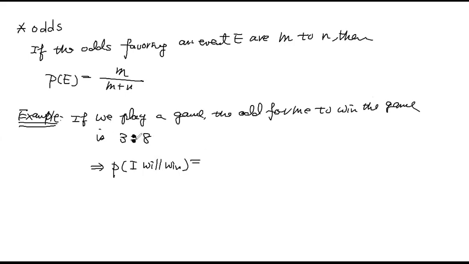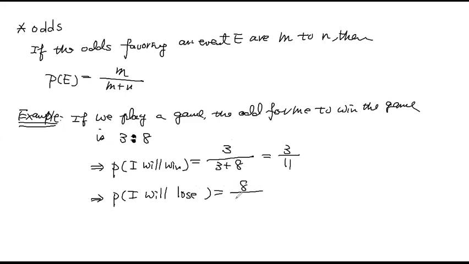3 chances versus 5 chances, 8 chances here. So the chance for me to win will just be 3. Then the total is 3 plus 5, so it's 3 over 8, right? Because this is the chance I will win, the probability I will lose will just be what? The probability I will lose will just be 5 out of the 3 plus 5. So it's 5 over 8 here.